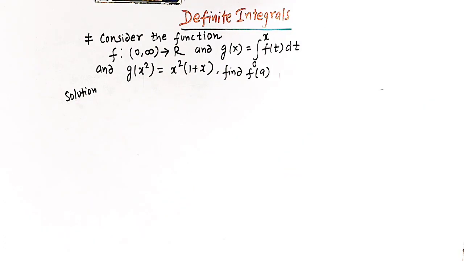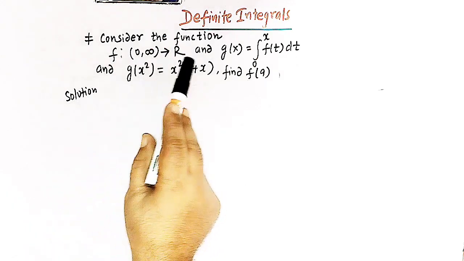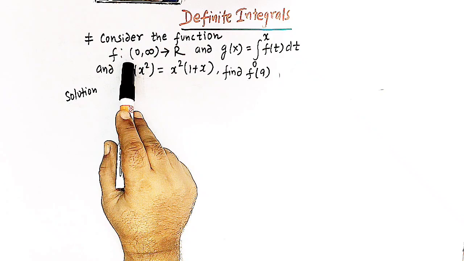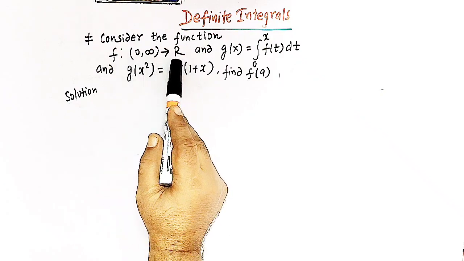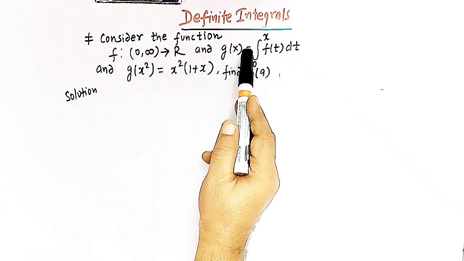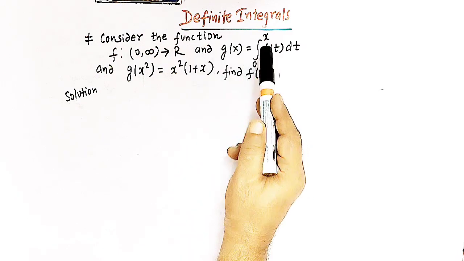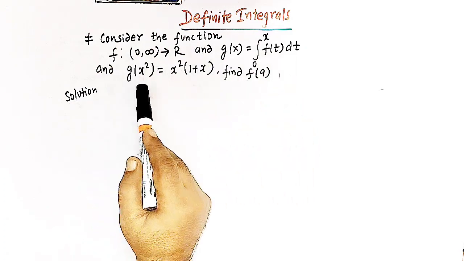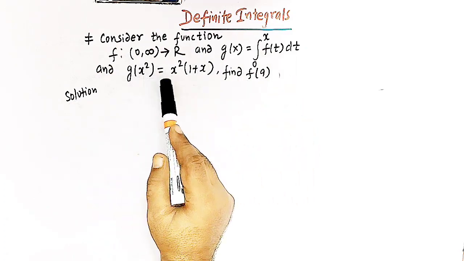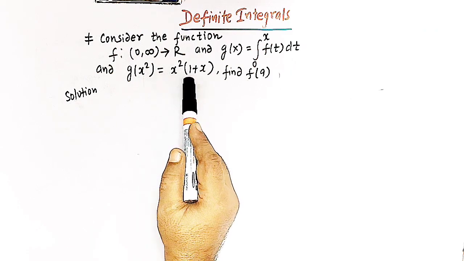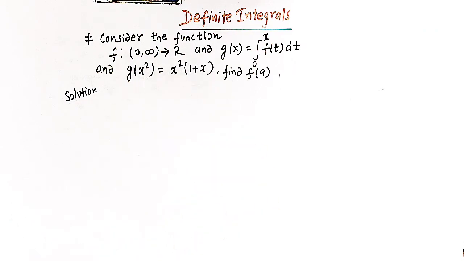Hello viewers, in today's session we are going to discuss another important and conceptual problem from definite integrals. And here we are going to discuss this problem in which we are given a function f which is from open interval 0 comma infinity to the set of real numbers, and we have a function g of x that is equal to integral 0 to x f of t dt, and further we are given that g of x square is equal to x square times 1 plus x. Then we have to find out the value of f of 9.